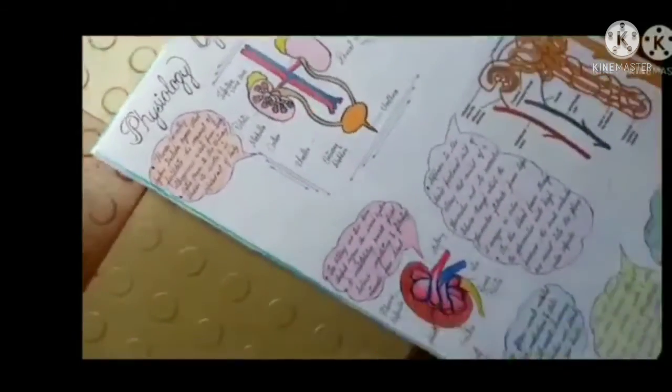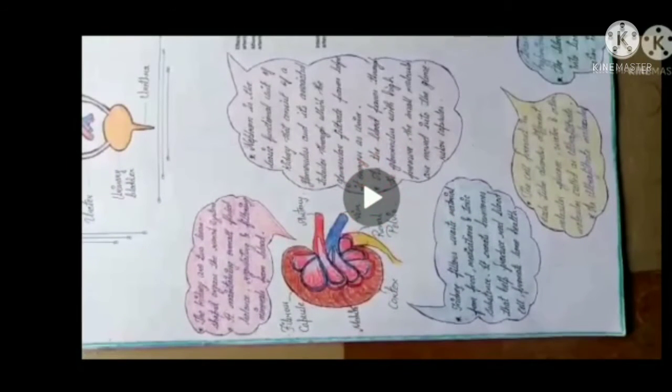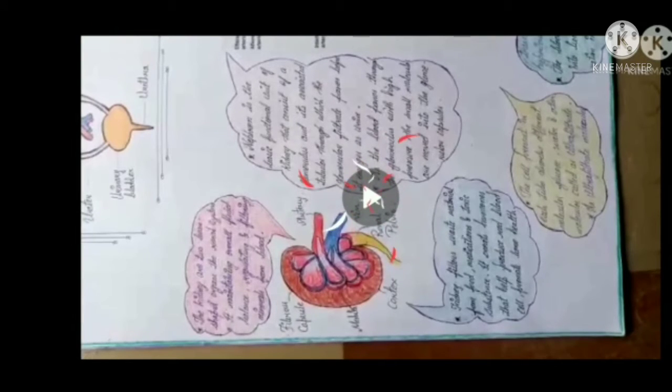The blood gets filtered by the kidney 400 times. When the bladder gets filled, nerves send a signal to the brain. Now this is the structure of the kidney.